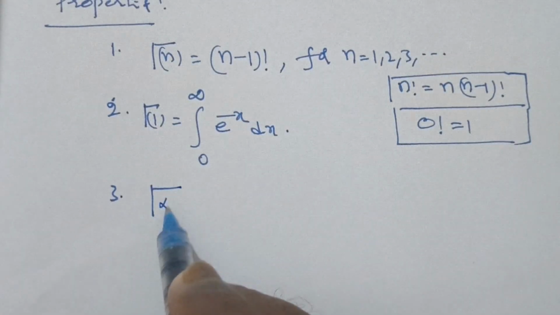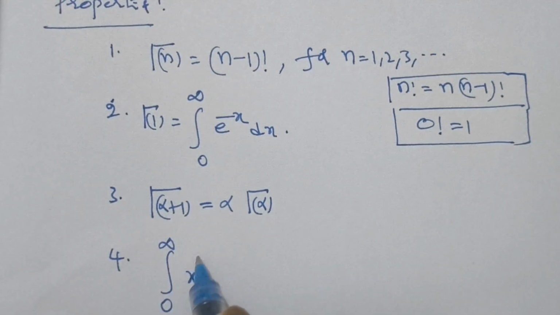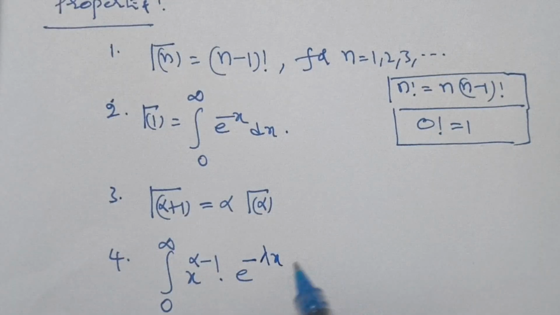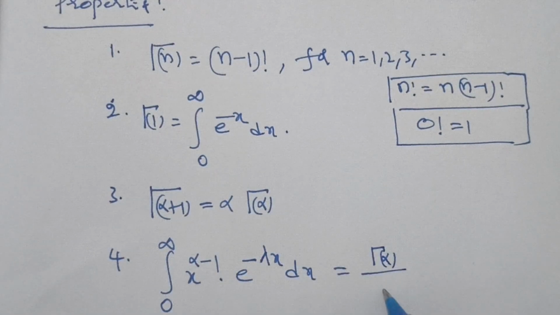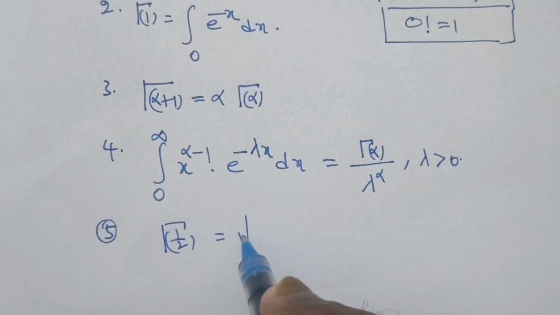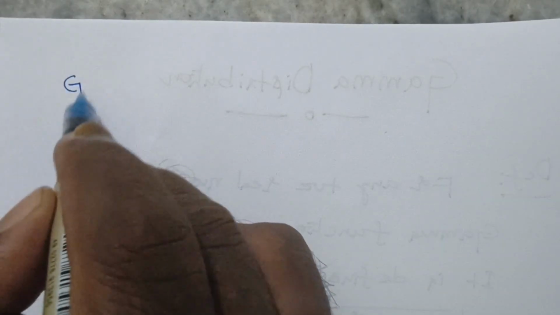The third one is gamma alpha plus 1 equals alpha gamma alpha. Fourth property is the integral from 0 to infinity of x power alpha minus 1 e power minus lambda x dx equals gamma alpha by lambda power alpha, where lambda is greater than 0. Fifth one is gamma 1 by 2 equals root pi. These are all 5 properties of the gamma function.